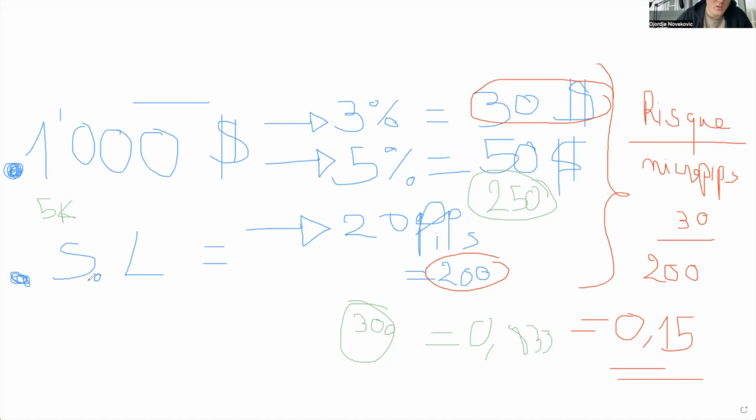Then what's the stop loss? Is it 20 pips? If it's 20 pips, it's 200 micropips. If it's 30 pips, it's 300 micropips. And then you just take the risk, how much money you are risking, and you divide by micropips, and you have the lot size you should be using. That's the first thing.